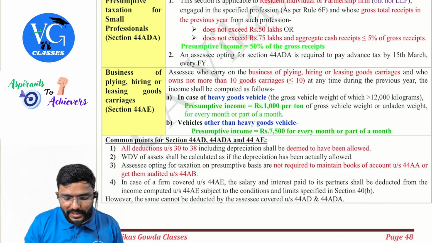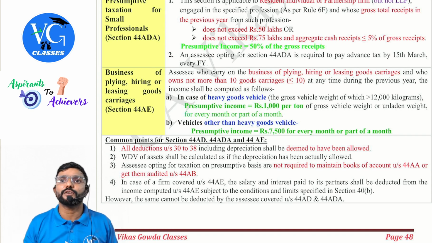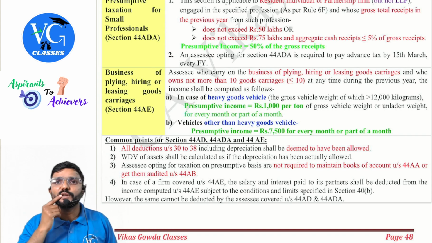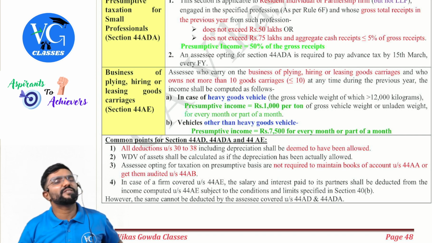Okay, sir. What is the percentage of income, sir? 50% of your gross receipt is your income. Remaining 50% is considered to be expenses. For business it is 8%, and you are telling 50%? Yes, for professionals, cost is higher.